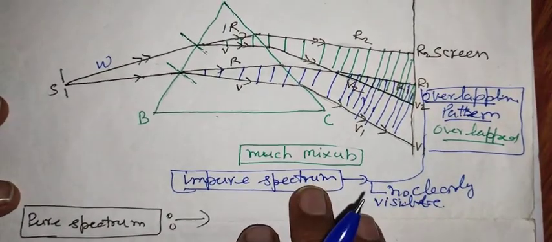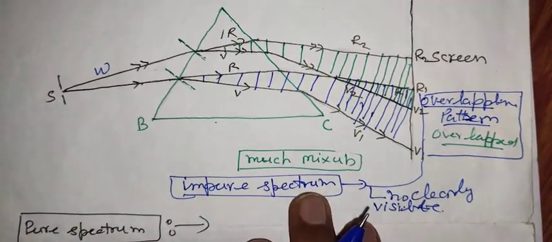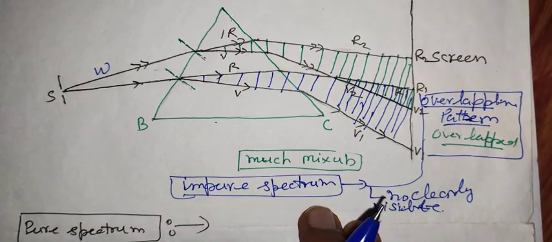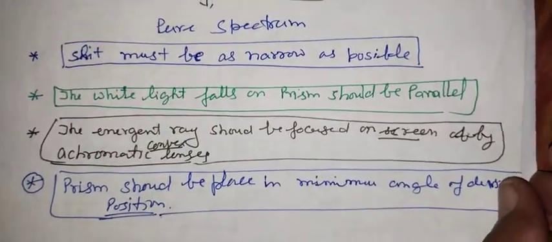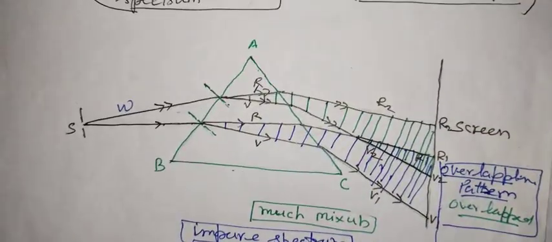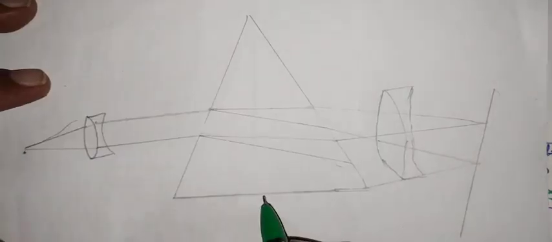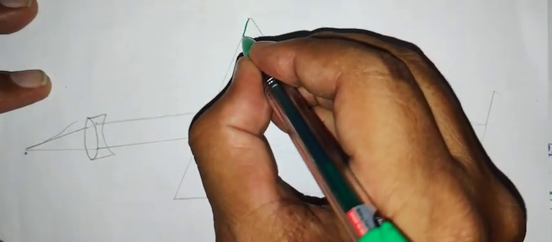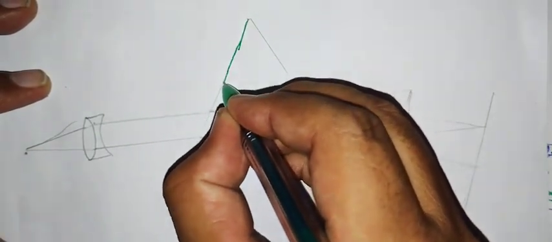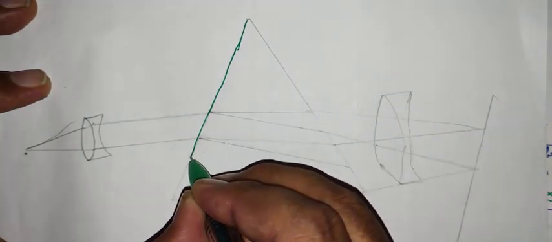So let us see in the diagram how, by applying all these four conditions, a pure spectrum can be obtained. See the phenomena of pure spectrum by the prism. Let us see the position of the prism.